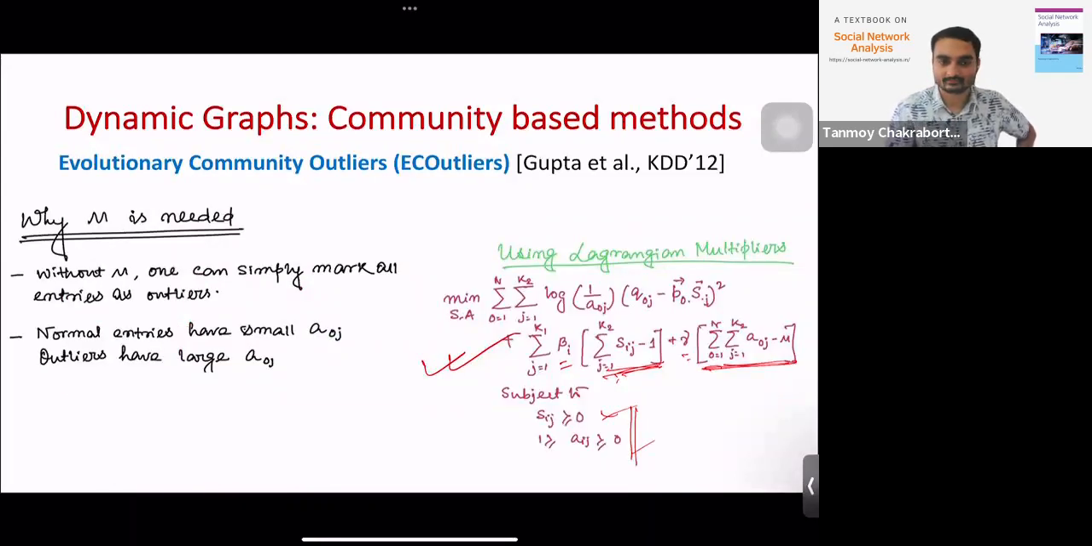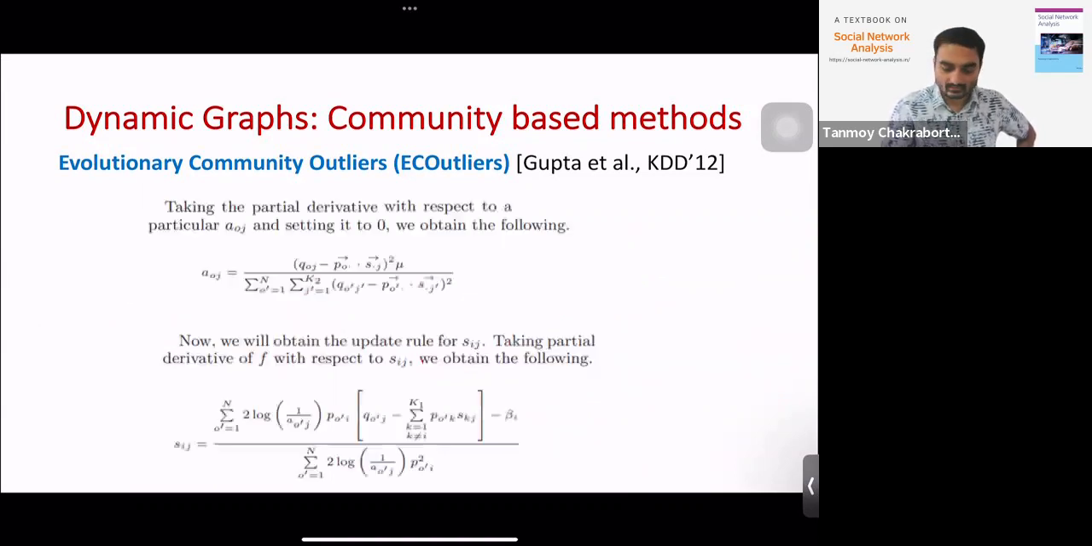Two constants are there. Okay, and we solve it. How do you solve it? We take gradient descent with respect to the two variables, A and S, right? With respect to every entry of A and every entry of S. And these are the update rules. If you take the derivative, you see these are the update rules, right?